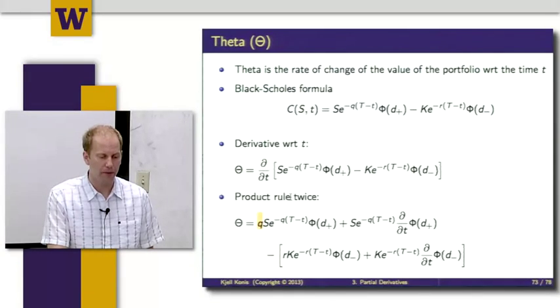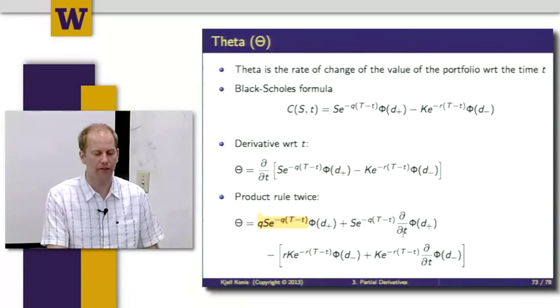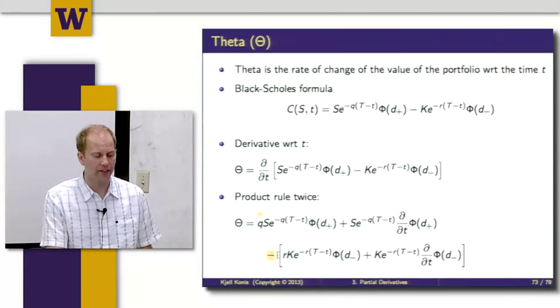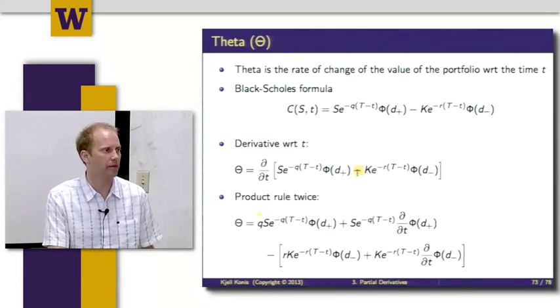So what I'm going to end up with is derivative of the first function times the second function plus derivative of the second function times the first function. So that's going to be the partial derivative with respect to t of phi of d plus times the first function. That's just the product rule. And then this subtraction is coming from here just because it's the first term minus the second term in the pricing formula.